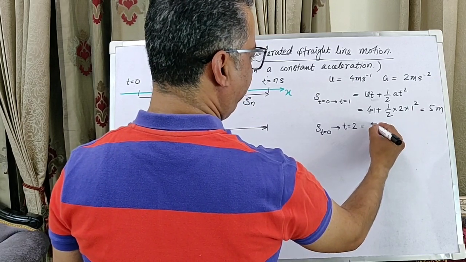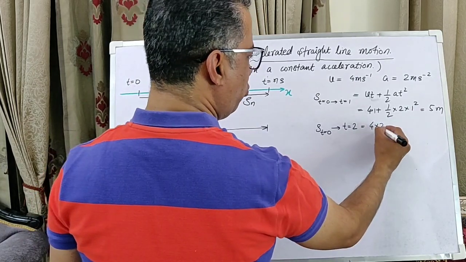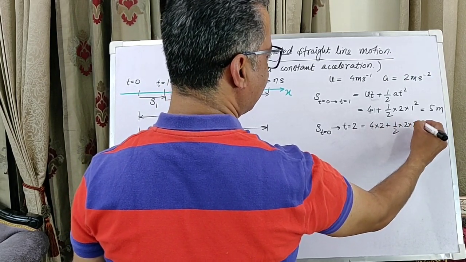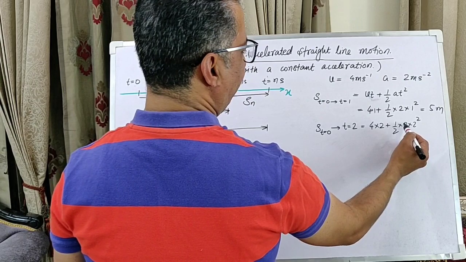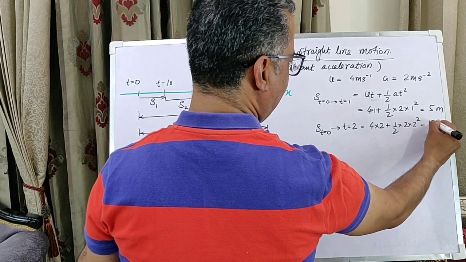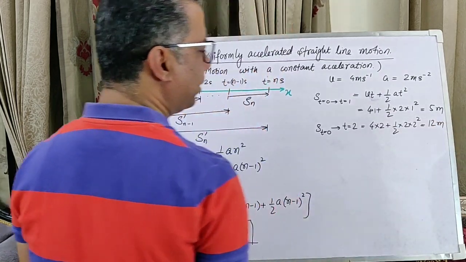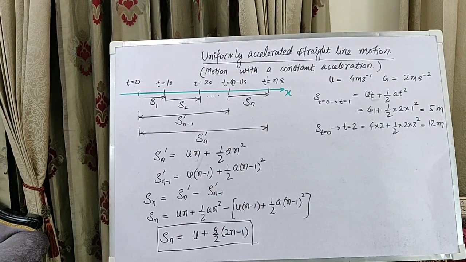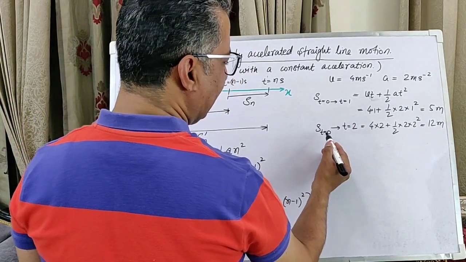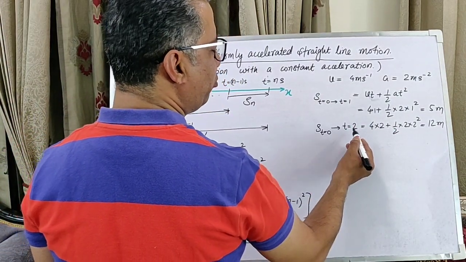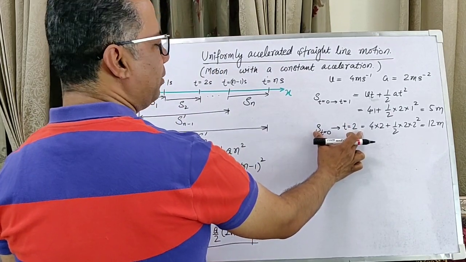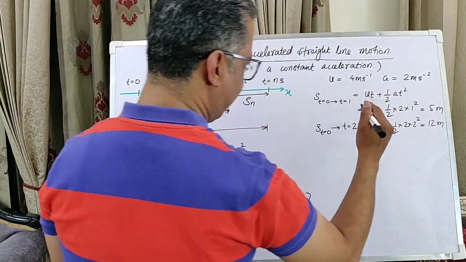Now it will be 4 into time 2 plus half a t square, that's 2 square. We now have 4 plus 8, and that's 12 meter. So the displacement from 0 to 2, for this 2-second interval, the displacement is 12 meter.